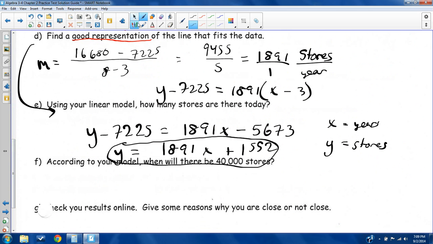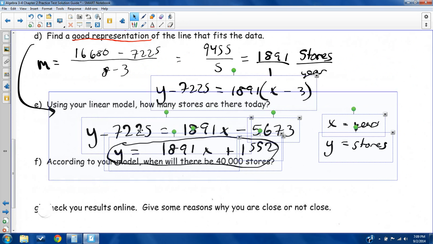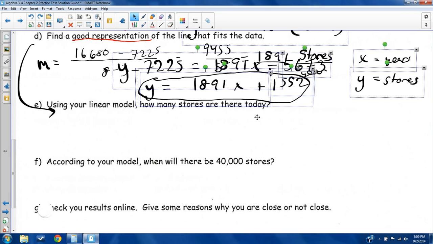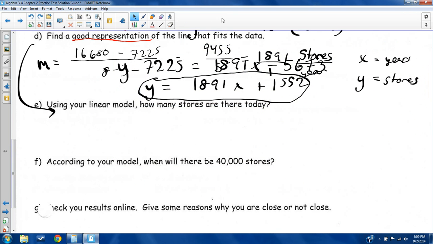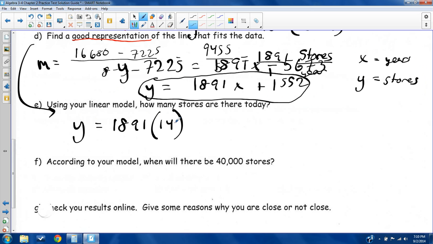So let me move this stuff over or up a little bit here. We see that this is all I need right now, the equation. Using your linear model, how many stores are there today? So today is the year 2014. Okay. Now the year 2014 in my book is 14 for x. So this is that important thing. It's going to be kind of difficult to make sure that you understand where your year 0 is and you don't screw that up. I think it'll make sense when you look at your number.